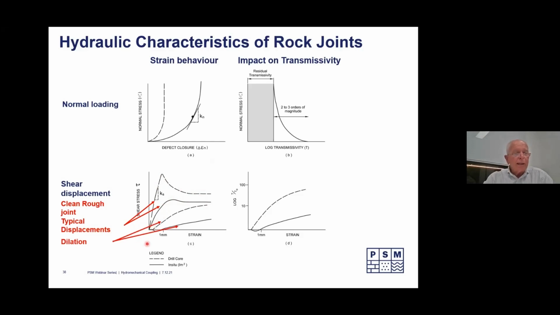But that causes dilation, and you can see that under small shear strains, there's no dilation. There's actually closure to start with. So initially, we're not changing the transmissivity of the structure, either in the drill core or in situ, but then as we have larger and larger shears, we do start increasing the transmissivity.